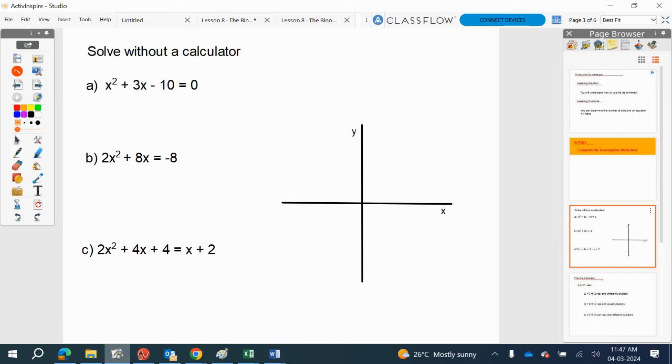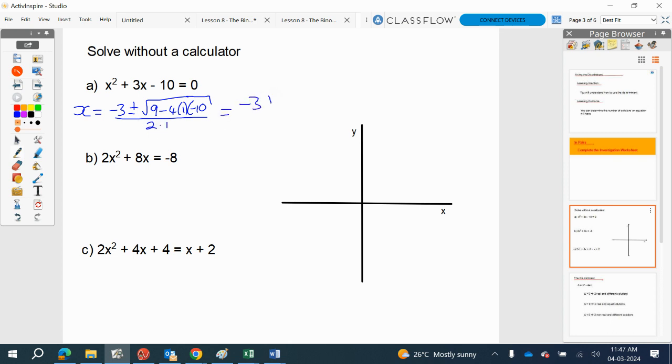So we need to put this into the quadratic formula. We need minus b plus and minus the square root of b squared minus 4ac, all over 2a.